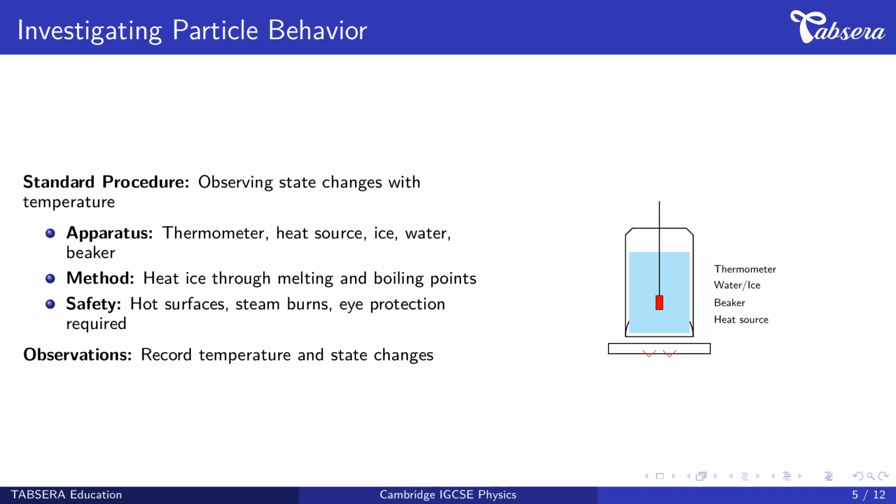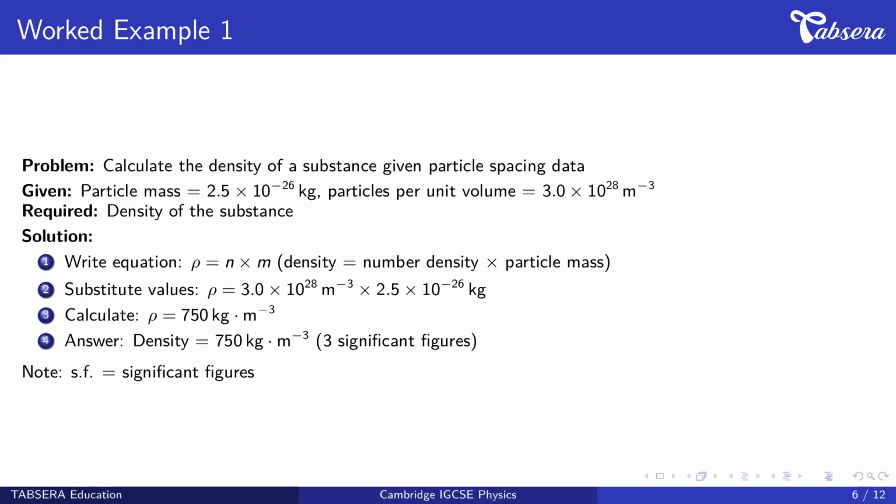Safety is paramount. The hazards include hot surfaces that can cause burns, steam that can scald, and glass apparatus that can break. Therefore, you must wear safety goggles, use heat-resistant gloves, and ensure good ventilation. Let's work through our first example.